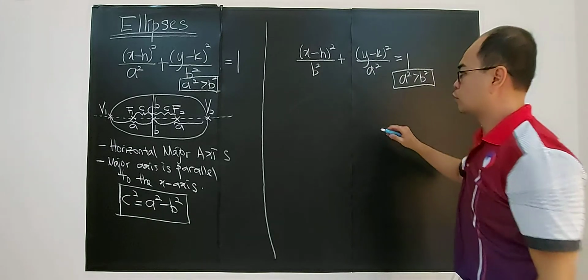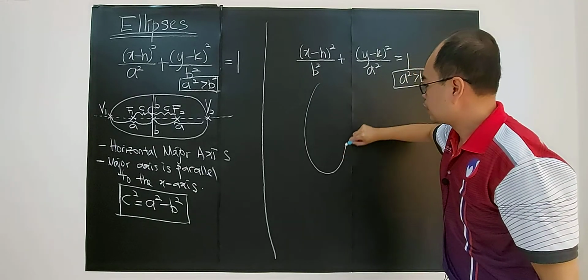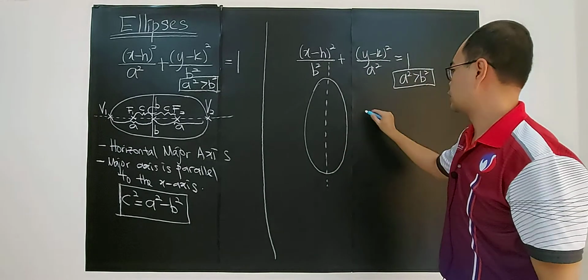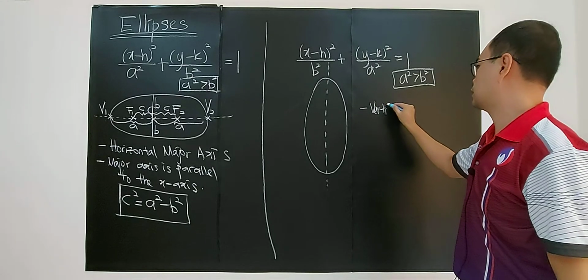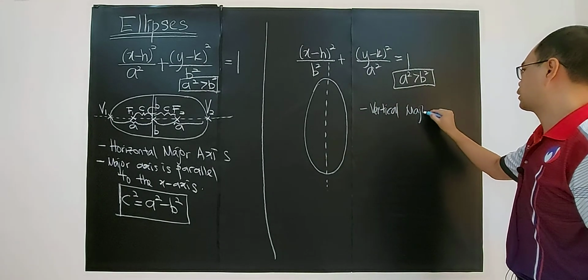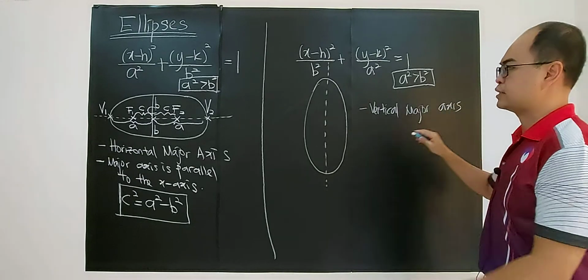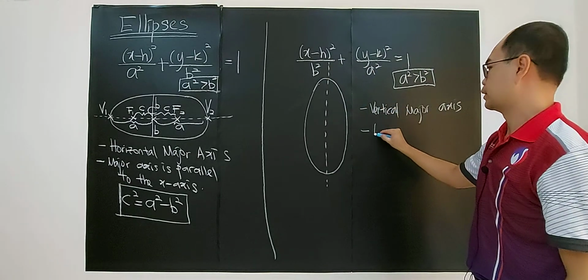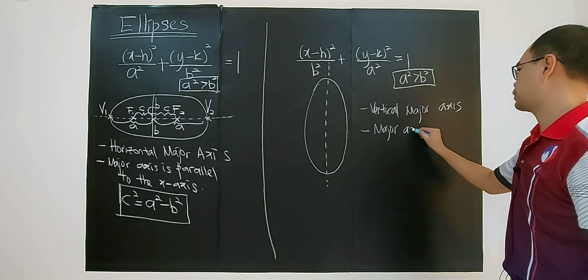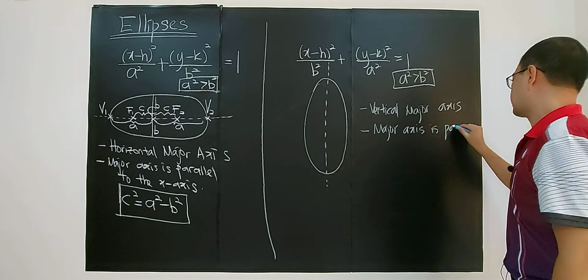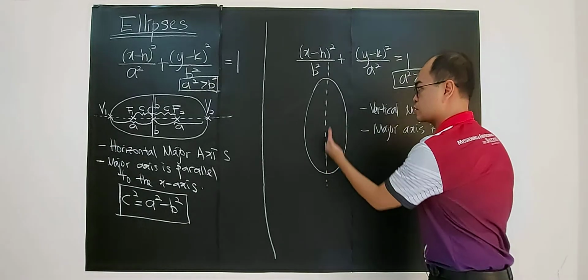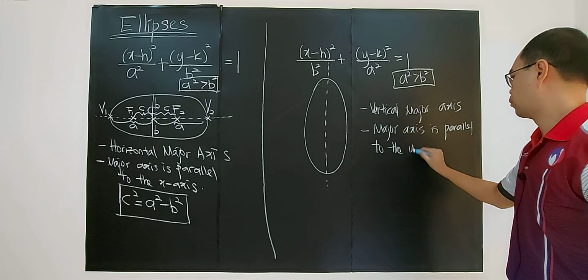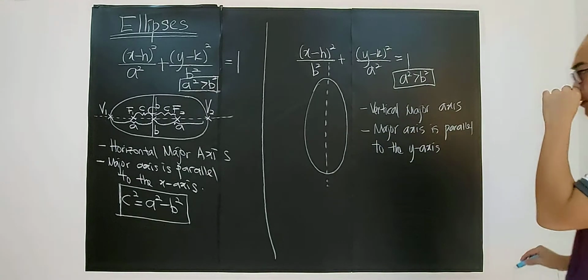The value here is bigger, so the ellipse will look this way. It will have a vertical major axis. A vertical major axis means the vertical axis will be longer. Or we say that the major axis is parallel to the y-axis. It's parallel to the y-axis.